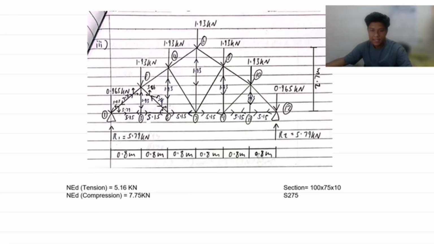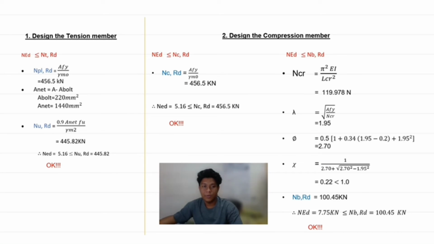Now I'm going to continue with the presentation on the truss. As you can see, this is the picture of various trusses that has been calculated, and its NED in tension is 5.16 kN and NED in compression is 7.75 kN. And we choose section 100 times 75 times 10. Next, I will show you the calculation.